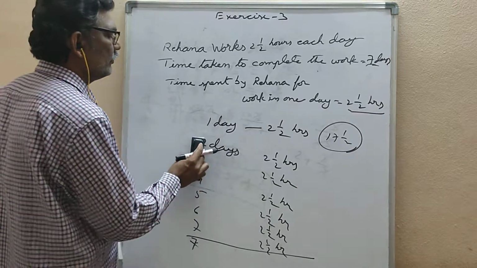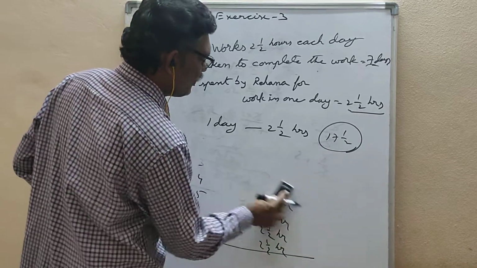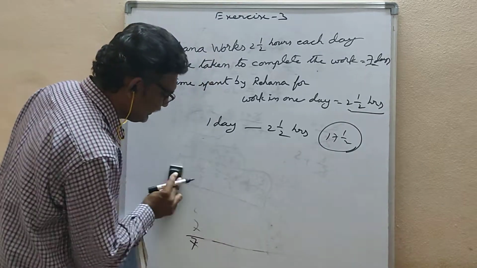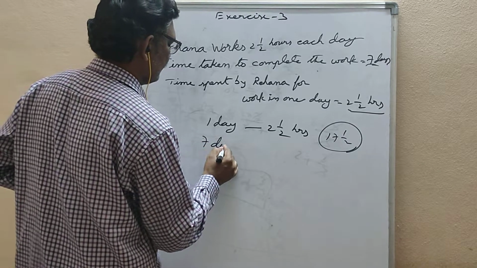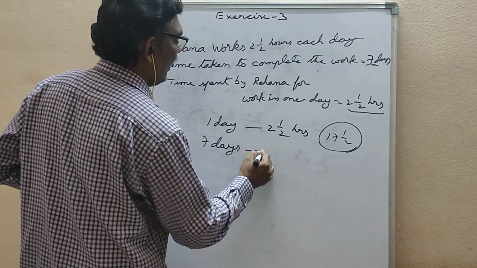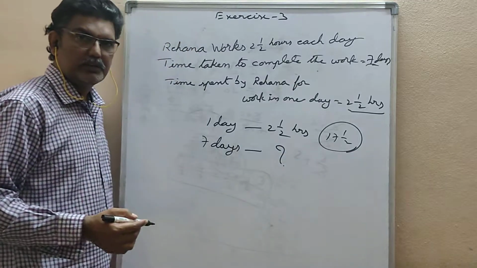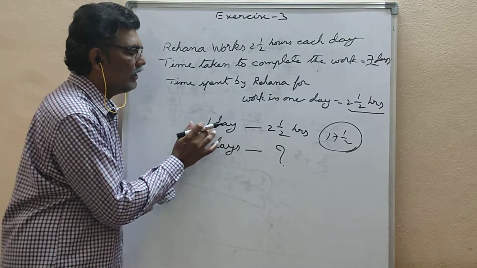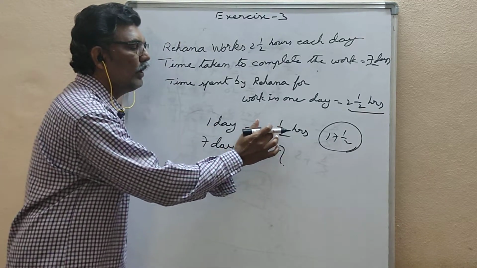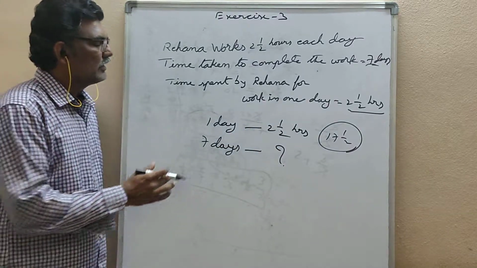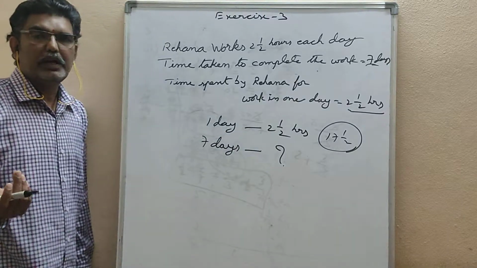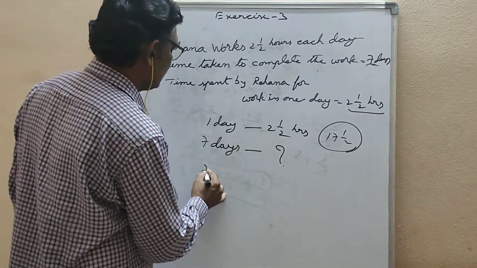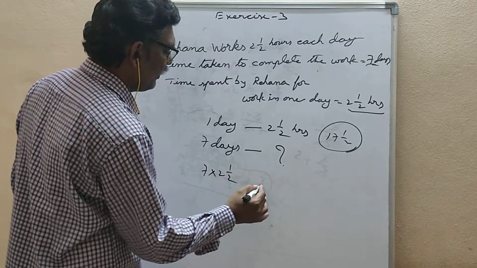Actually, how do you have to do it? For 1 day 2.5 hours she worked, so for 7 days how many hours will she work? It is like one chocolate costs 2.5 rupees. 7 chocolates cost how much? Means what you will do? 7 into 2.5. Same like that here, 7 into 2.5.